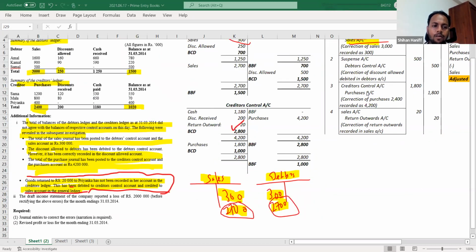No need for a suspense account, they don't ask for it. So I didn't prepare a suspense account. Then let's move on to the next part.